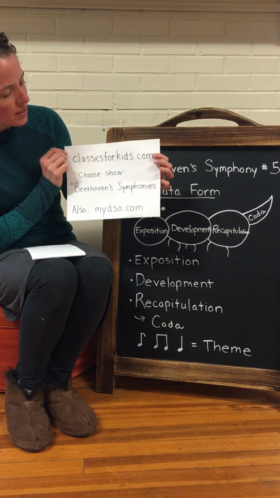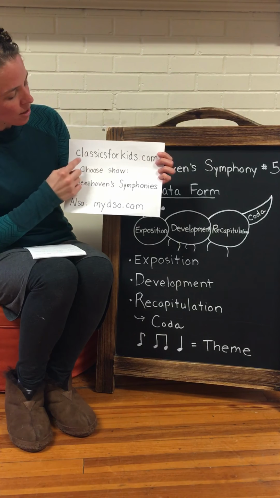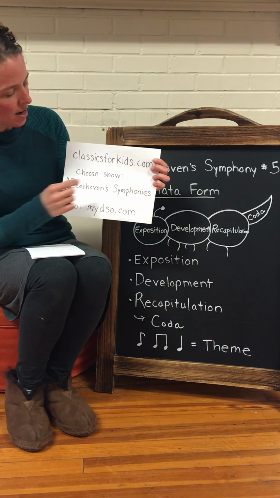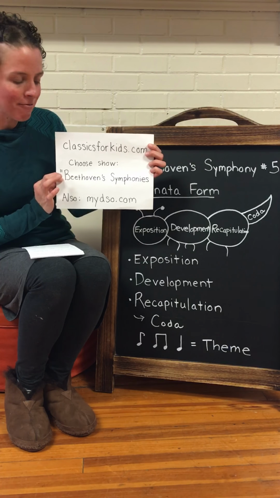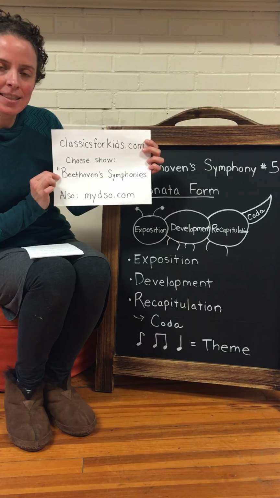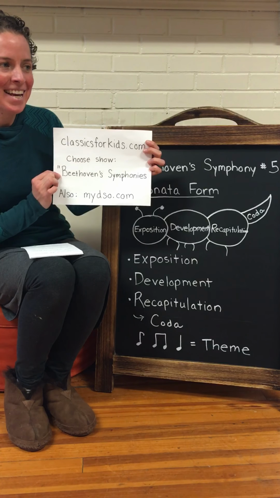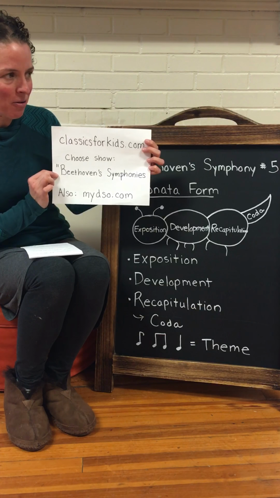Now, I hope that you all have had a chance to listen to the radio show I recommended. It's called Classics for Kids. You can go to classicsforkids.com and then you choose the show that is called Beethoven's Symphonies. If you haven't yet done that, please pause and go and do that right now.